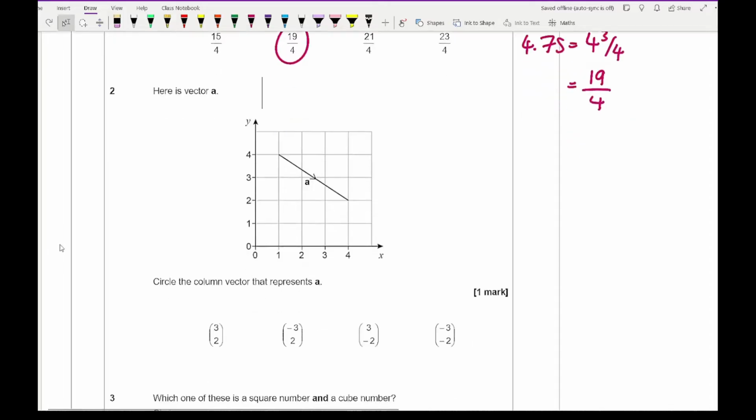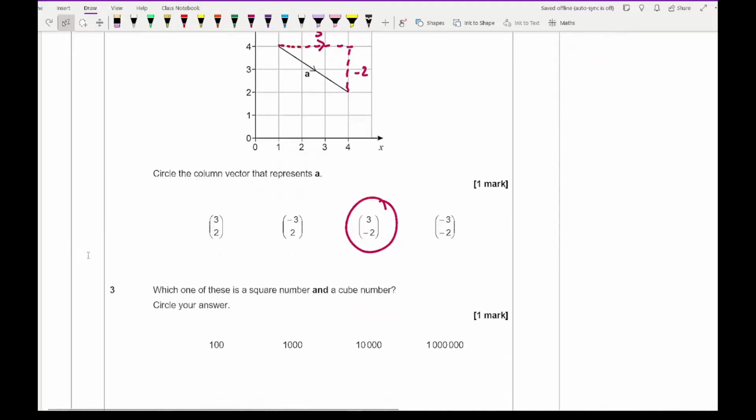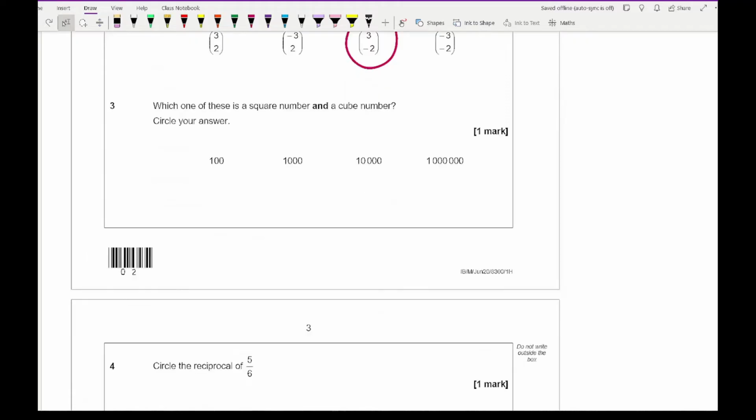For question 2, it says here is a vector A, and we want to circle the column vector that represents A. Well, looking at this, our first number is that it's going right 3 places and down 2 places. That's -2. So we're looking for (3, -2), which is that there. And then moving on to question 3, it says which of these is a square number and a cube number, and you need to circle the right answer, and the correct answer we need to circle is our fourth option.